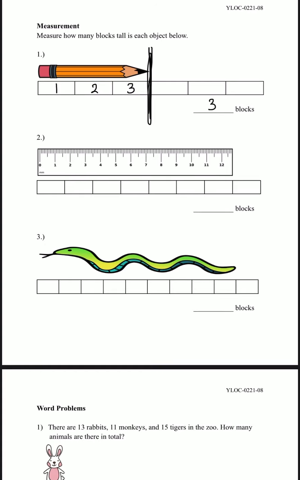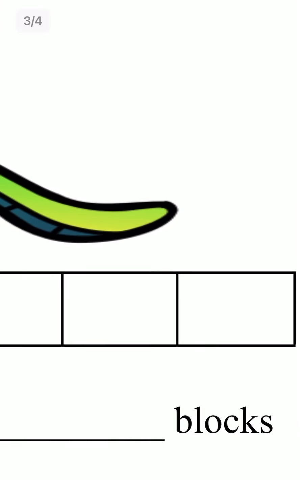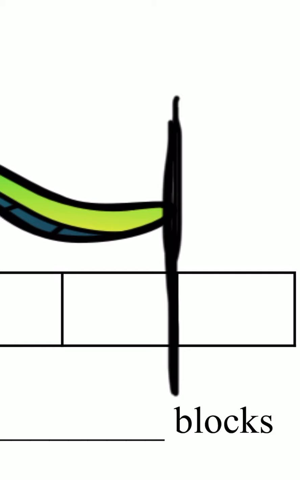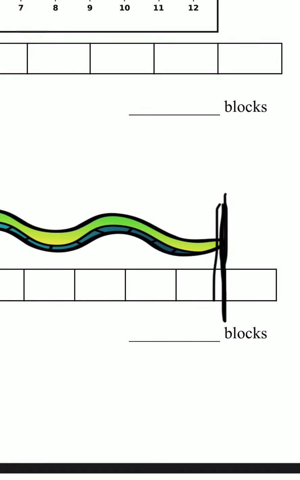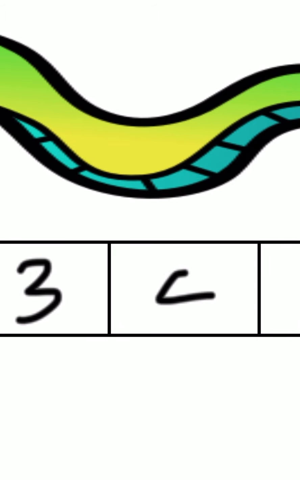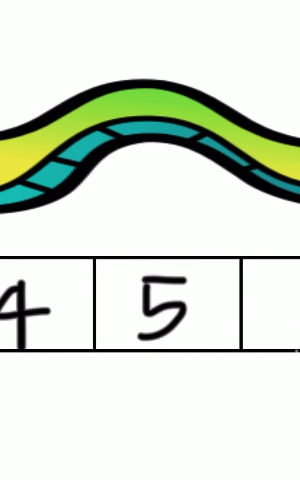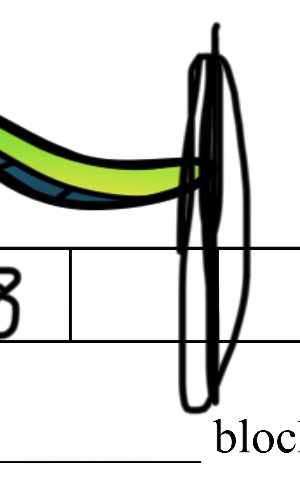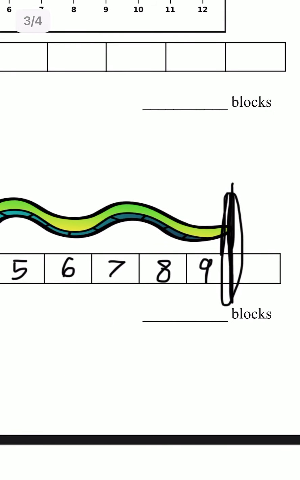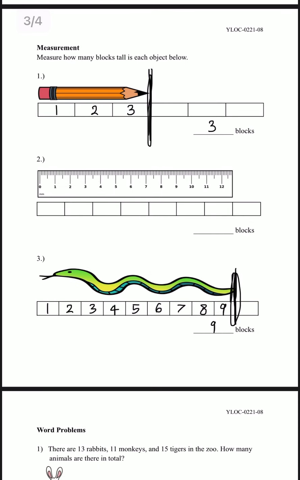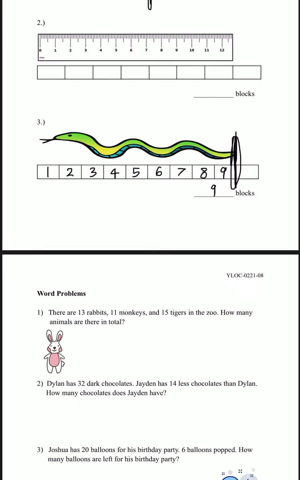Let's look at number 3. The end of the snake is until here, so we need to count until this part, which would be 1, 2, 3, 4, 5, 6, 7, 8, and 9. So 9 blocks is the answer for number 3. Let's move on to the next page.